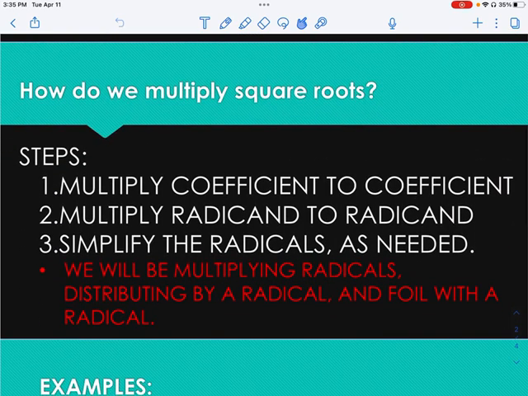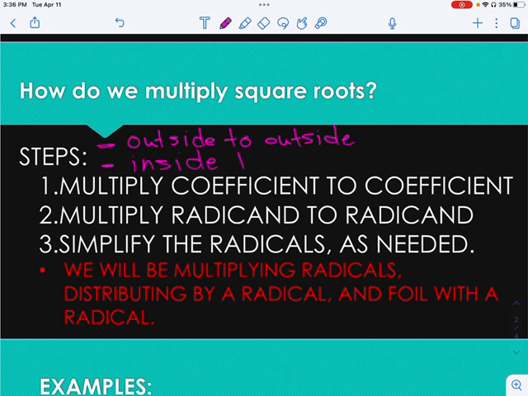Well, simply put, when we multiply two radical expressions together, we multiply coefficient to coefficient, radicand to radicand, and then we simplify the radicals. An easy way to put that is we multiply outside to outside, then we multiply inside to inside, and then we simplify.